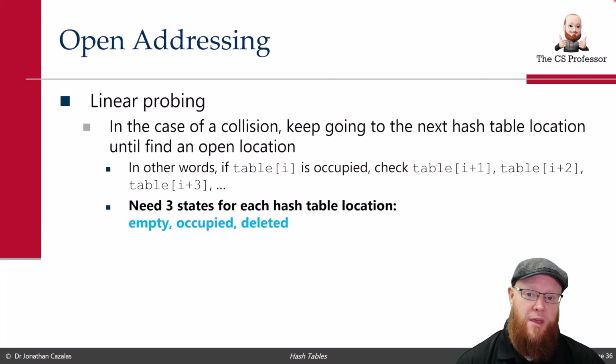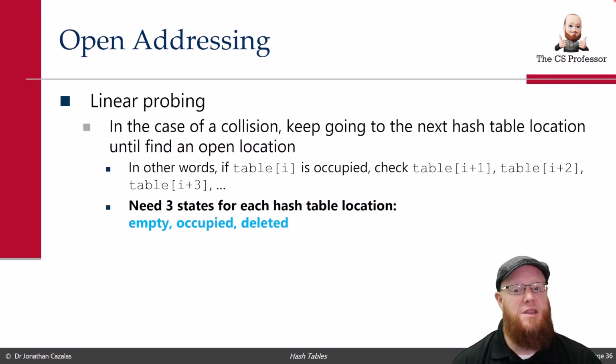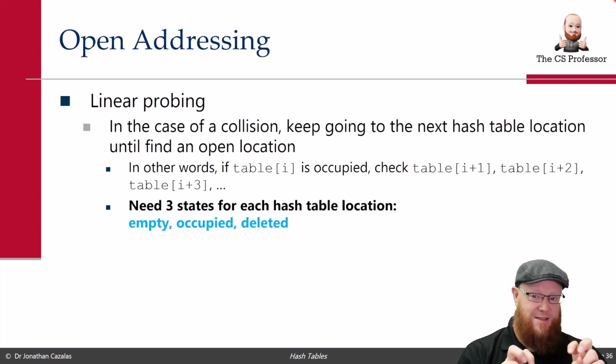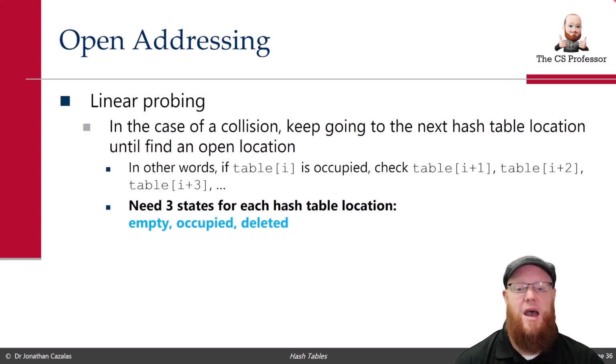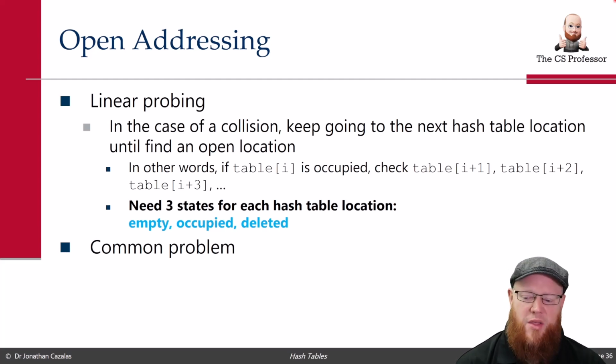Important to know is that when you use this scheme, you actually need 3 states of the table: empty, occupied, and deleted. And try to think about why you might need those states. I'm just simply planting that seed. We'll cover briefly why we need them. We're going to need 3 states for every single index to know: is this index currently empty? Is it currently occupied? Or was it occupied, but now something has been deleted from this index? And we'll talk about why that's necessary.